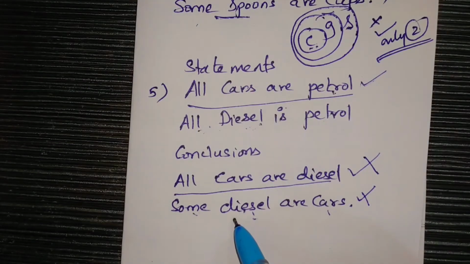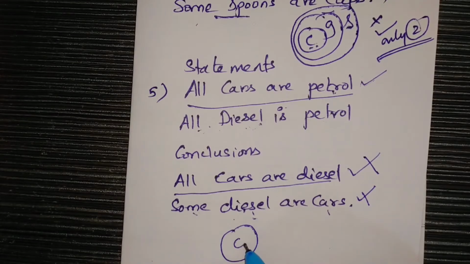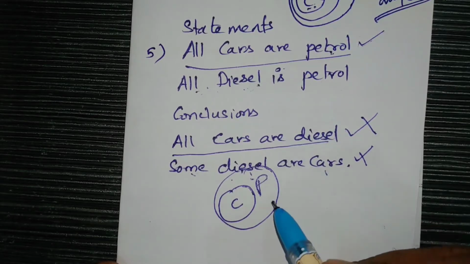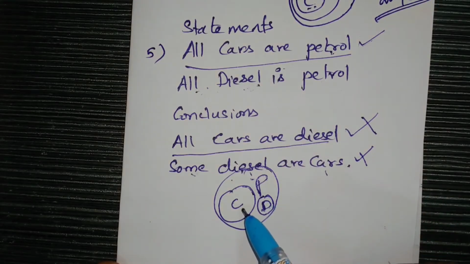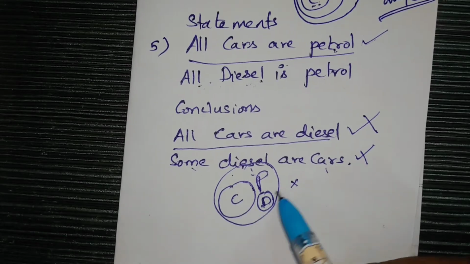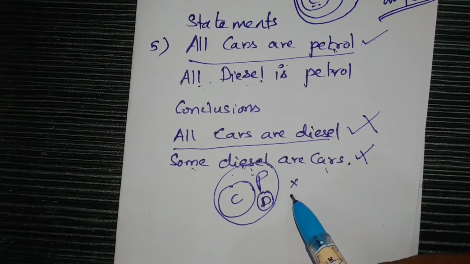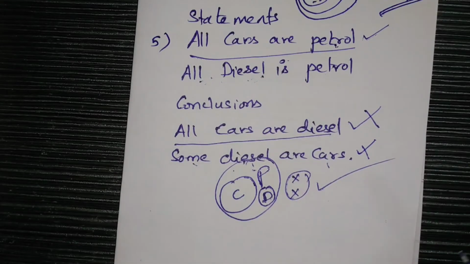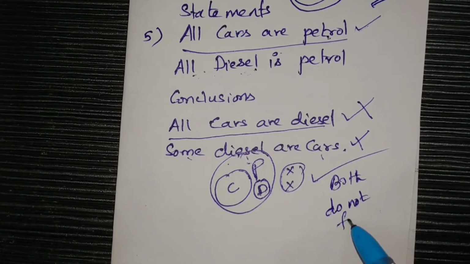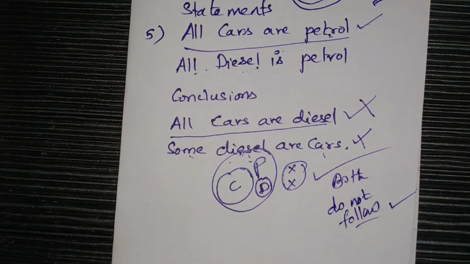Let us see in diagram. That is all cars are petrol. All the diesel is one more circle. All the diesel is petrol. Now, all cars are diesel. We can't say. First one does not follow. Second one, some diesel are cars. We can't say. So both do not follow. So I'm telling you how to solve without Venn diagrams, and I'm telling you using the Venn diagrams also. This is one model we have seen.